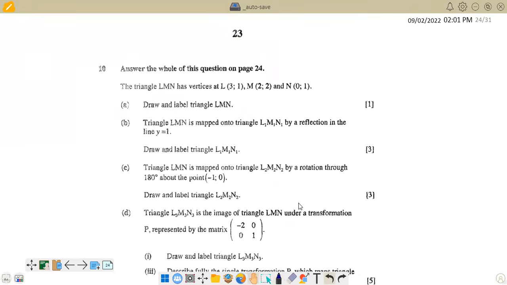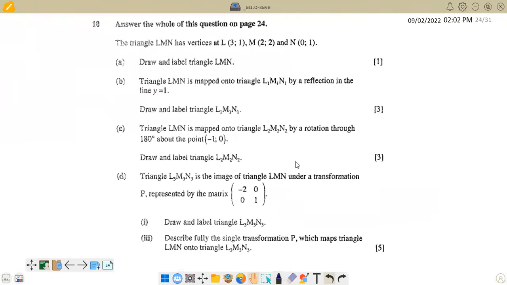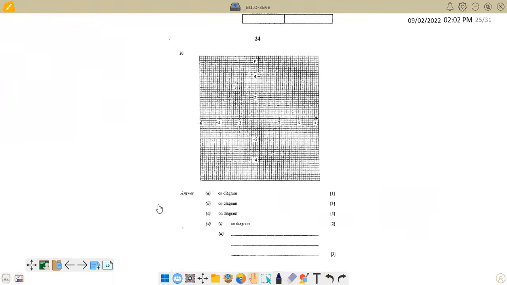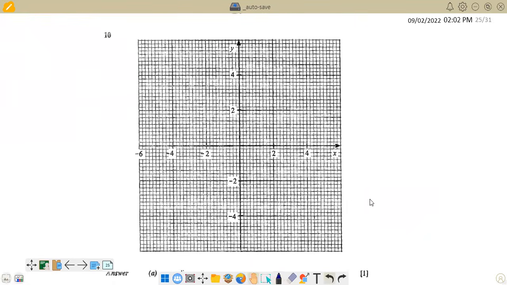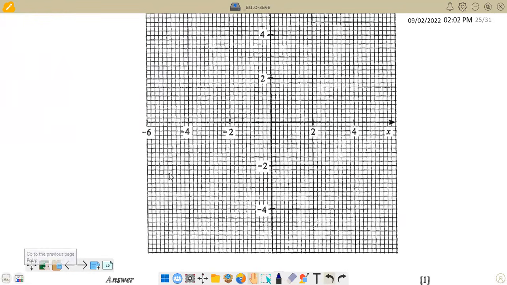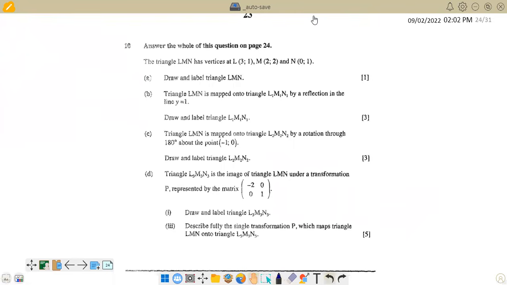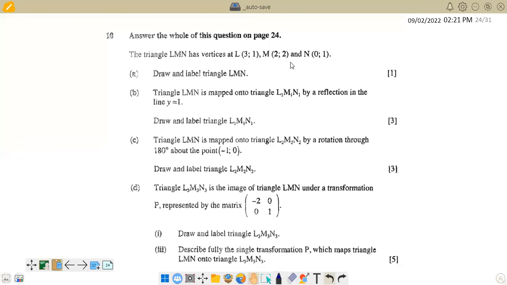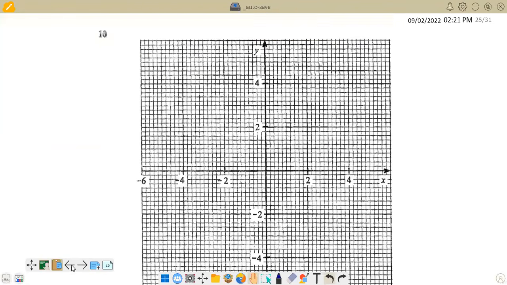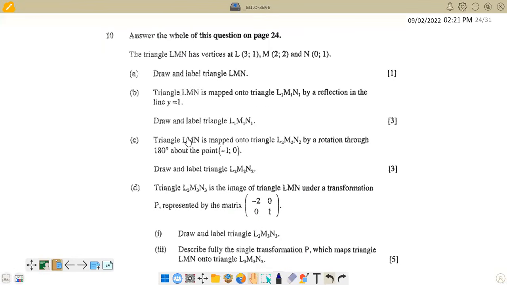Okay, then we move on to the transformation part, which is on question 10. This is transformation, and we are given the diagram where we're going to be constructing. So I think everything is pretty clear here. Let us see what we are given on this question. Make sure that you completely understand the information that you're given. That is the best thing that you have.